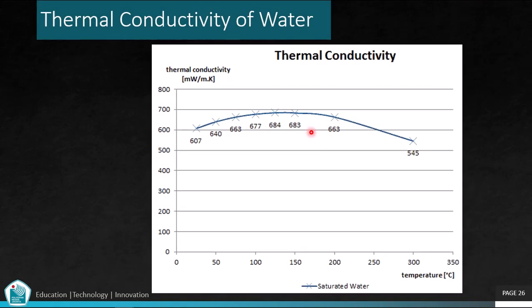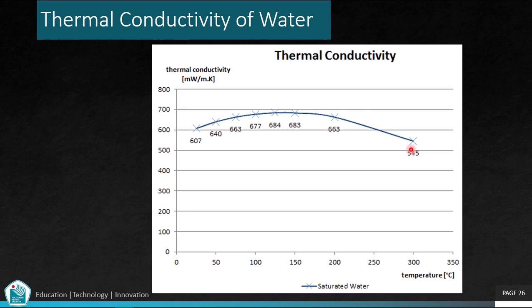Now this is the typical thermal conductivity of water. We can see this is the thermal conductivity, and this is not watt but milliwatt, so this is around 0.8 watt per meter Kelvin. And this is the temperature, and this is the saturated water. So what is the meaning of saturated water? Saturated water means the water almost changes phase.